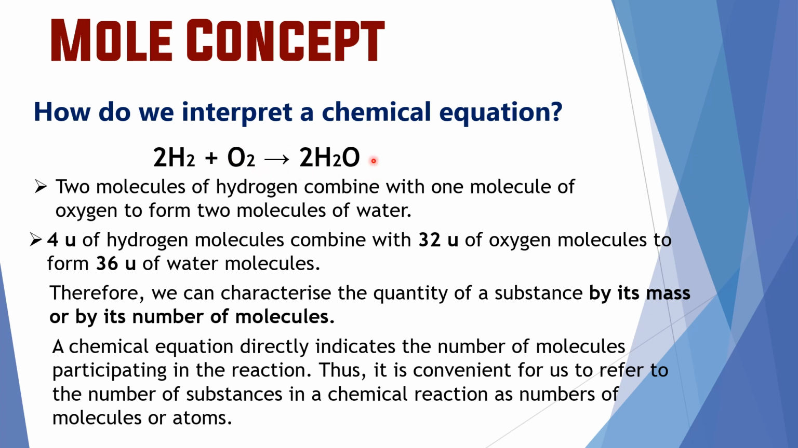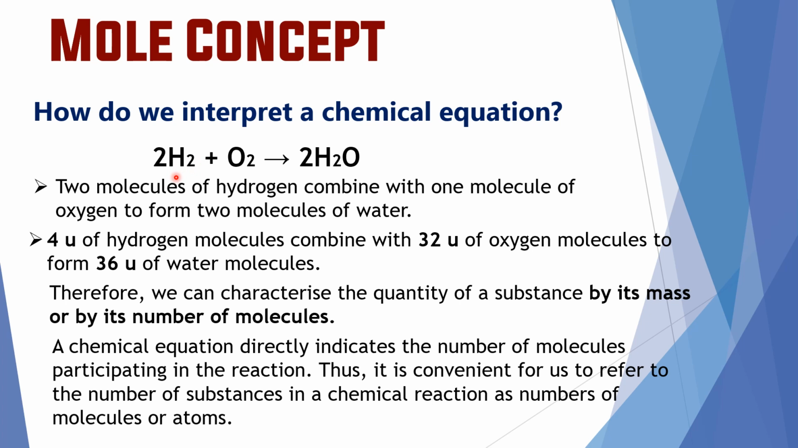By looking at this chemical equation, what information do we get? That is called interpretation. We can explain this chemical equation in two ways. Let's see the first one. Two molecules of hydrogen combine with one molecule of oxygen to form two molecules of water. This is very clear from the equation.